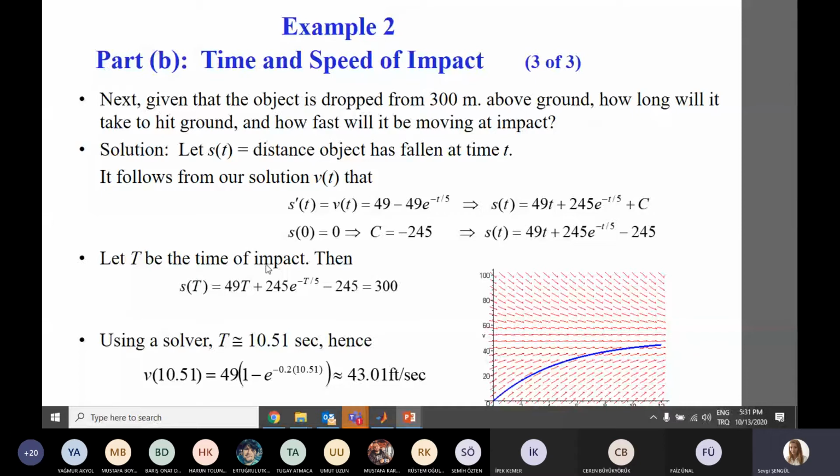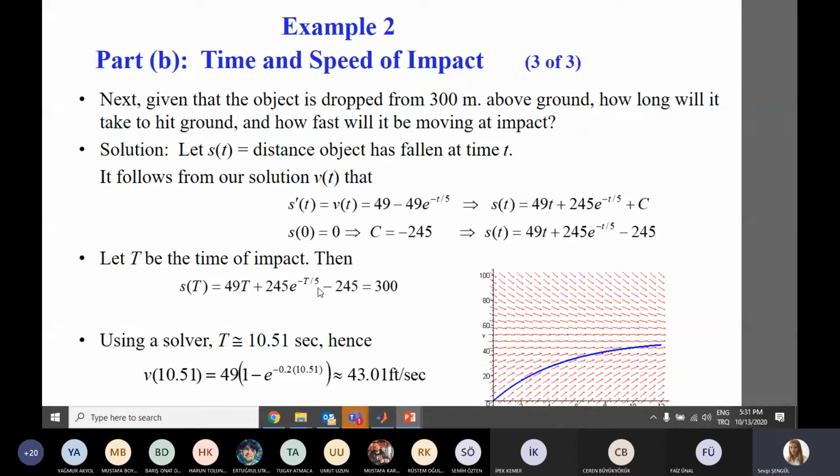And let t be the time. When position is 300, when is it going to be time? When is it that this object is going to reach 300? So you will find the t for this equation as 10.51.